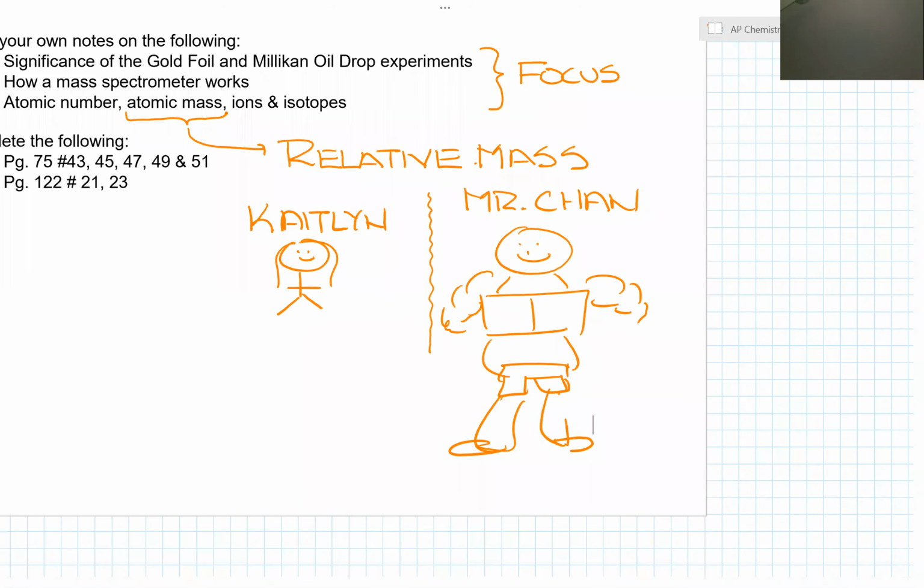Now, what do we mean by relative mass? Let's say my daughter, I give her a mass of 1. It doesn't mean that she's 1 pound or 1 kilogram or whatever. We just give her a mass of 1. This is my reference point.